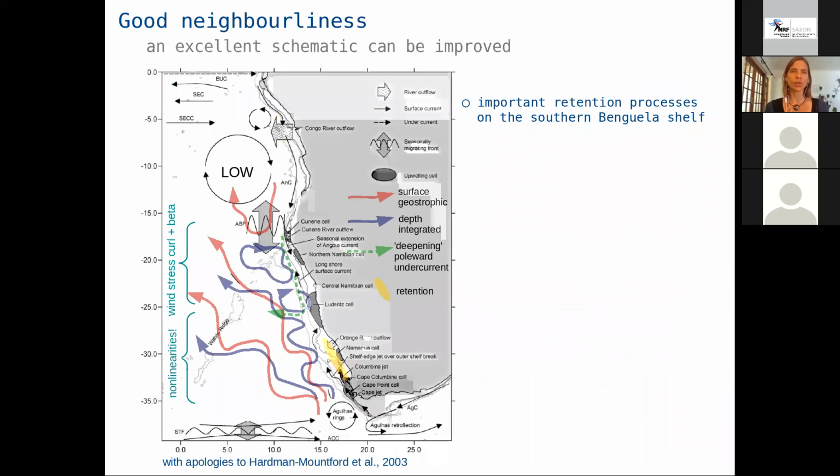Okay, so finally, I would add to this lovely schematic an important zone of retention on the southern Benguela shelf here. Also note that retention is important not just for productivity, but it also has implications for low oxygen water. So the more retentive a region is in the ocean, the more likely it is to become hypoxic.